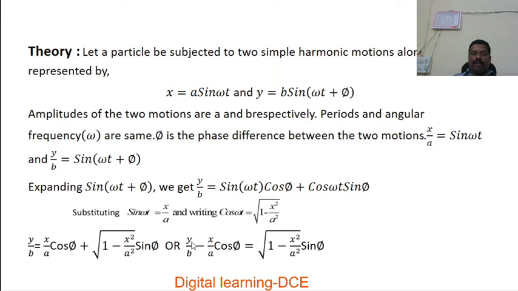Or if we solve for this one, y by b minus x by a cos φ is equal to root of 1 minus x squared by a squared sin φ. Just rearranging the terms here, we get this expression: y by b minus x by a cos φ is equal to root of 1 minus x squared by a squared sin φ.